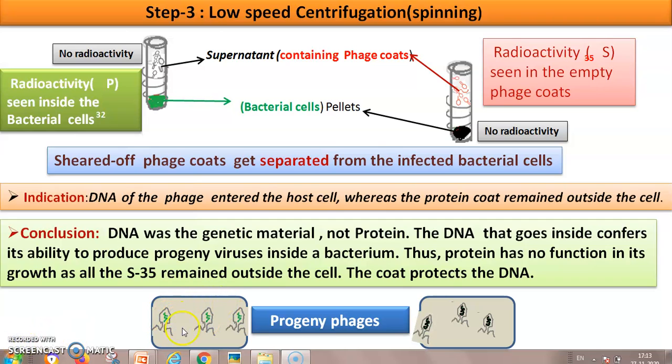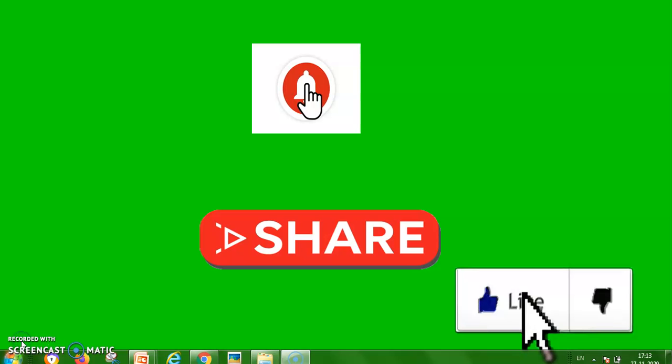Also, the viral progeny is formed inside the bacterial cell. That also is proof that the genetic material was inside the bacterial cell. That's all. With that, it is confirmed that DNA is the genetic material.